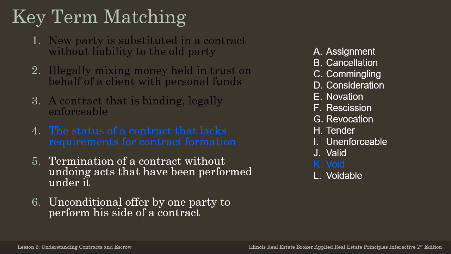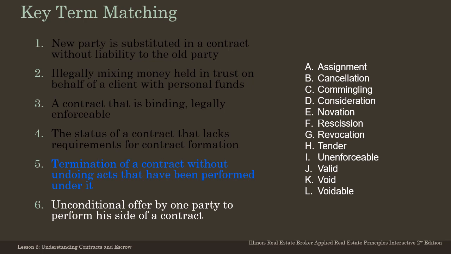Termination of a contract without undoing the acts that have been performed under that. How can we terminate a contract but, quote, not undo the acts that have been performed under that? That's called cancellation. Now that's important because if we want to get out of the contract and we go to our sellers and say, sellers, will you let us out of the contract? We can't purchase the property.